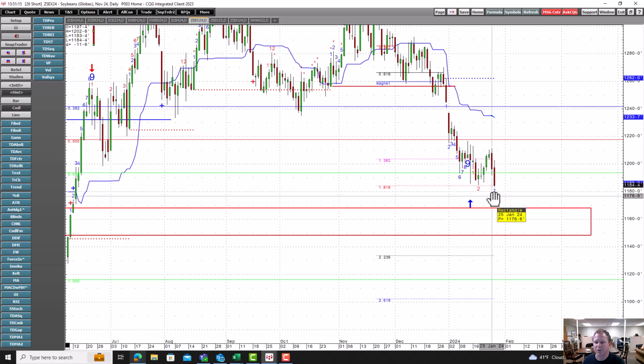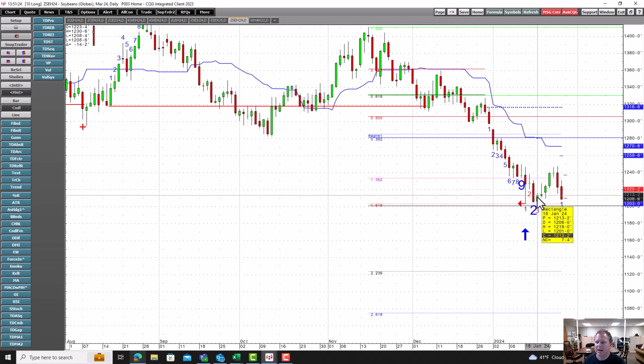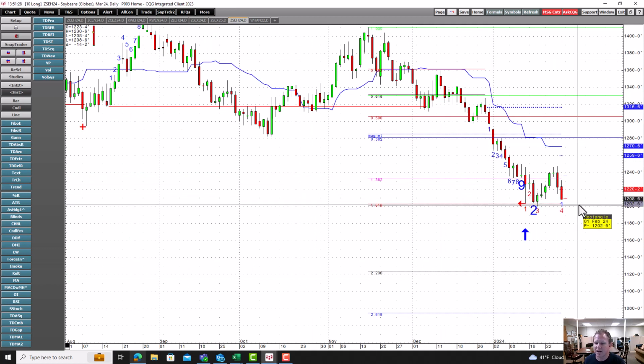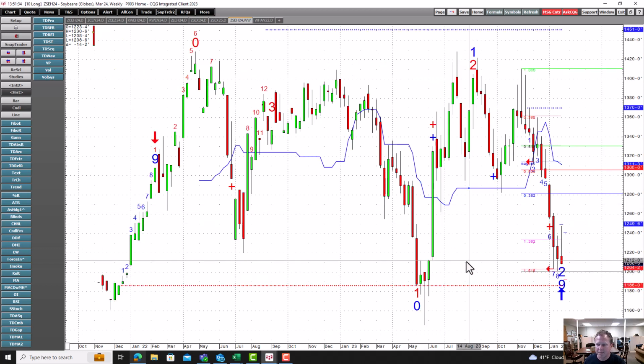I think that's the only rational interpretation with that close. Old crop wasn't quite as bad of a close because it did hold last week's low here at 1201, held the $12 level, held the 61.8% retracement. Let me take that out to a weekly chart of the March contract so you can see it.